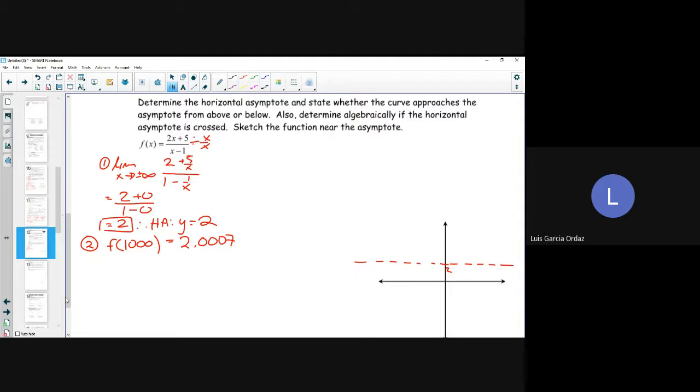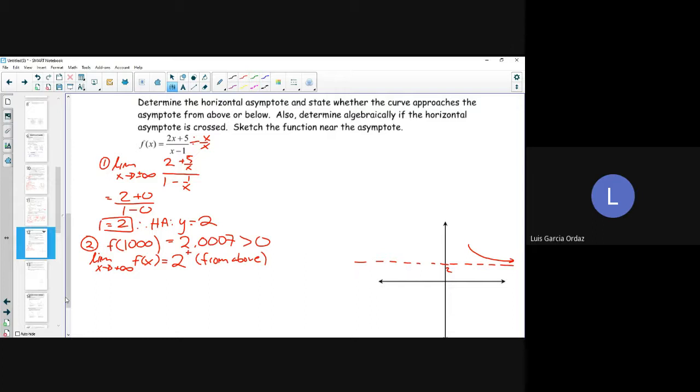Is 2.0007 greater than or less than 2? Greater than 2. So this is greater than 2, which means that my limit as x approaches positive infinity of f of x is equal to 2 from above. Okay, this means from above. Which means that my graph as it goes to positive infinity is going to be approaching my horizontal asymptote from above, because it's above my horizontal asymptote.